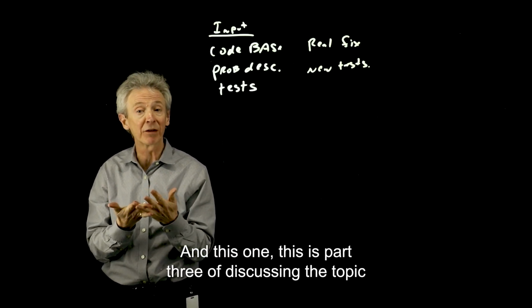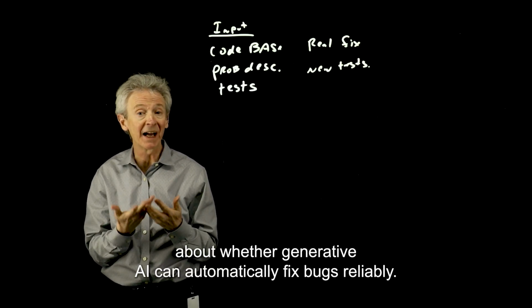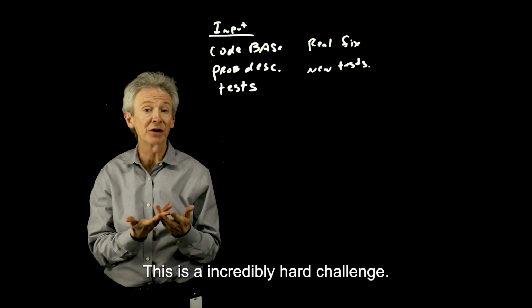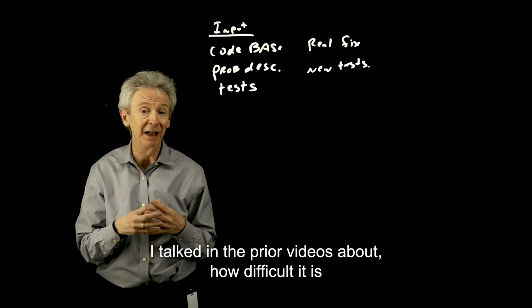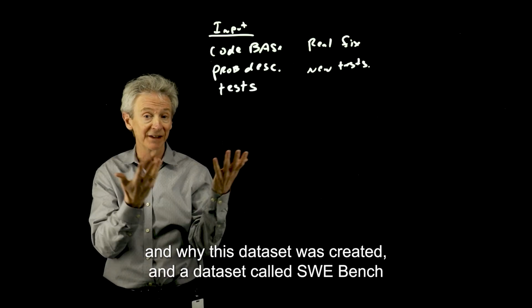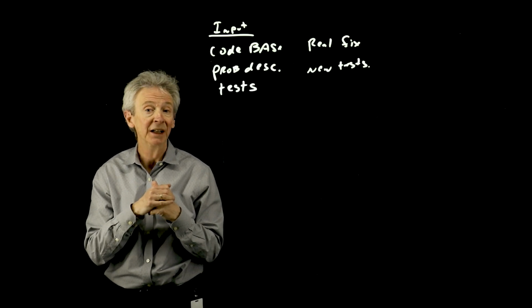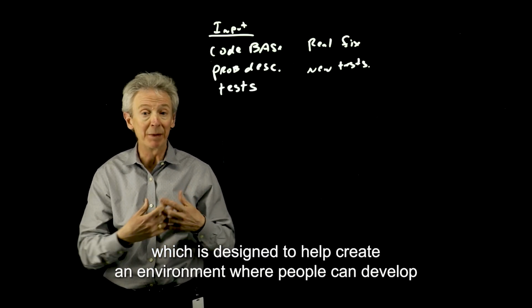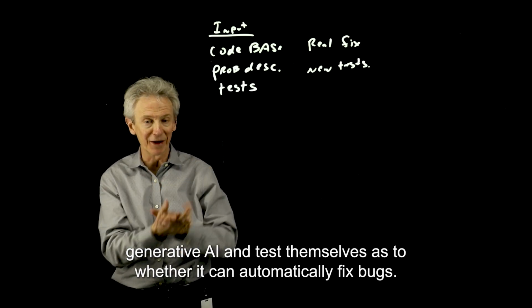In this one, this is part 3 of discussing the topic about whether generative AI can automatically fix bugs reliably. This is an incredibly hard challenge. I talked in the prior videos about how difficult it is and why this data set was created. And a data set called SWE Bench, which is designed to help create an environment where people can develop generative AI and test themselves as to whether it can automatically fix bugs.